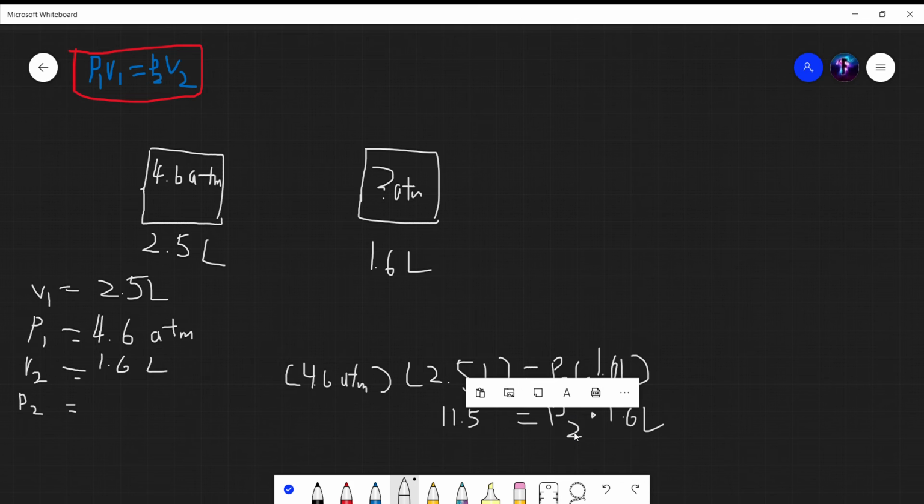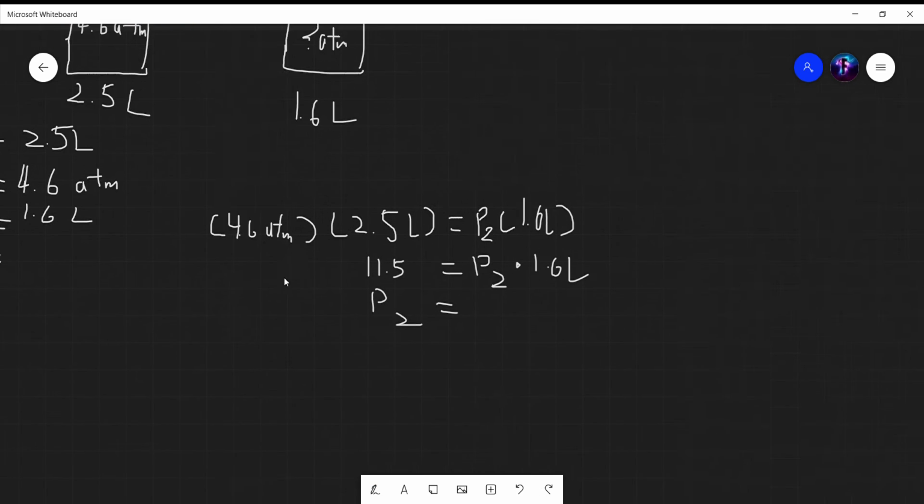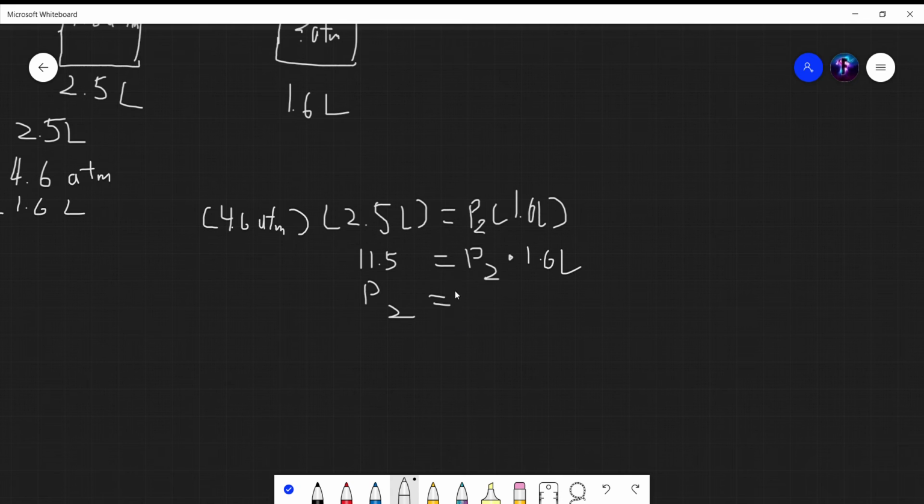You would isolate P2. So you'd move 1.6 liter right here. Since there's a times, it would become divide. So then it's equal to, it's basic algebra, so you should know it by now. 11.5 divided by 1.6, that gives us P2 equals 7.19 ATM.